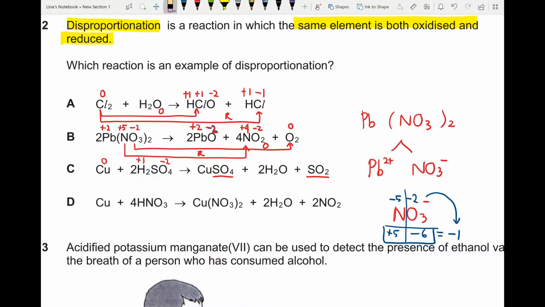Okay, so S is +6. Now copper is +2, and here sulfur is +4. So copper metal undergoes oxidation and sulfur here undergoes reduction. And it's not a disproportionation reaction.